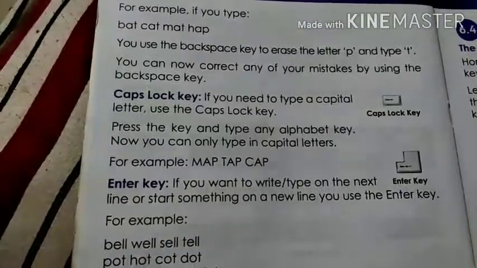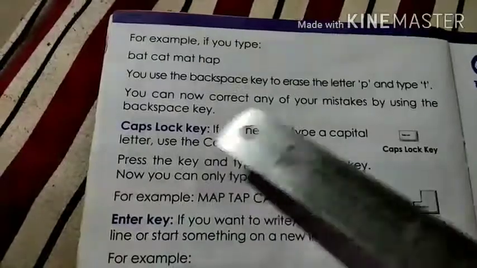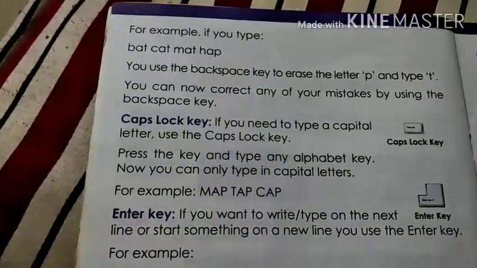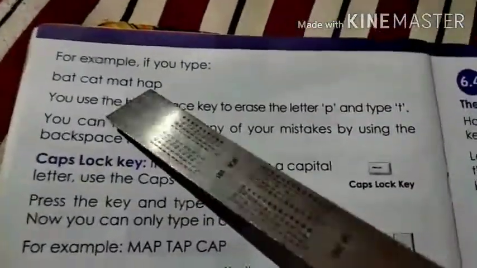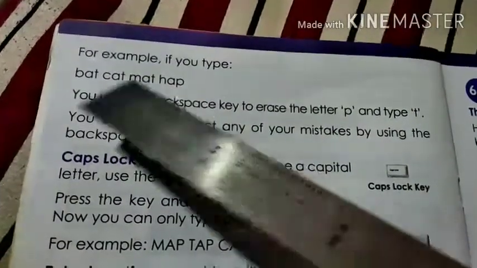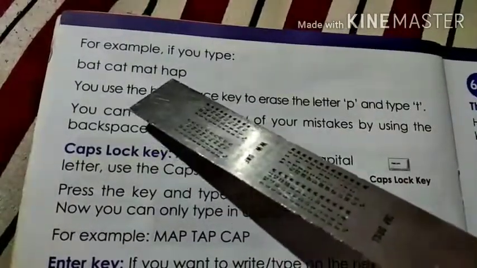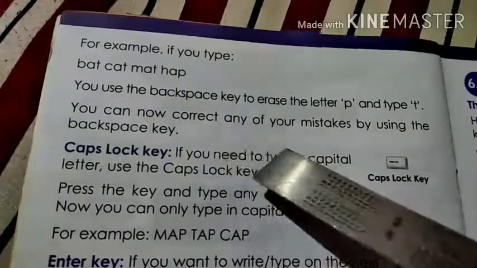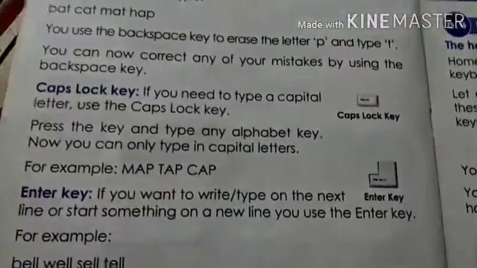Okay, turn your page to page number 30. For example, if you type bat, cat, mat, hat, you use the backspace key to erase the letter P and type T. So here by mistake they wrote a P. What is the word? Hat, right? What are the rhyming words? Bat, cat, mat and hat. So they wrote P by mistake, then they will correct the mistake by using the backspace key. I hope you all have understood.